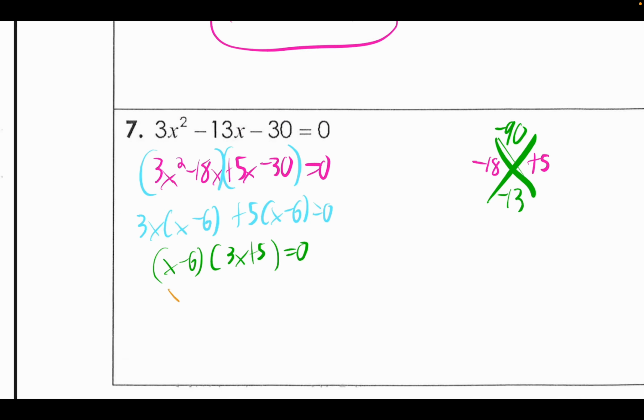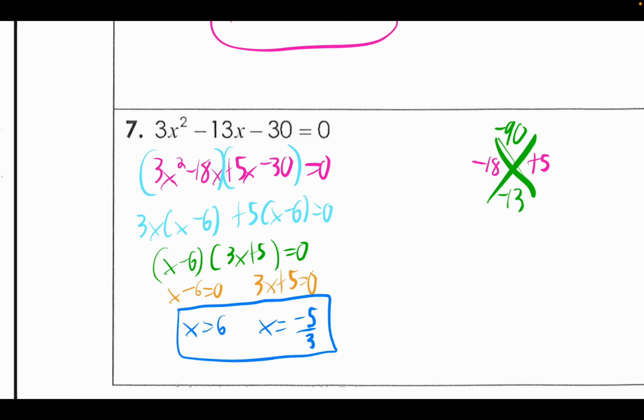Then we end up setting each of these equal to 0. As we set them each equal to 0, we get x equals 6, as well as x equals negative 5 over 3 once we subtract by 5 and divide by 3. And those are the two answers.